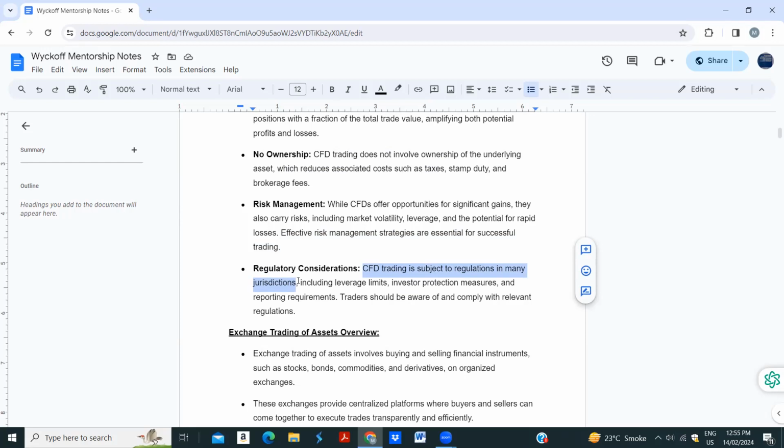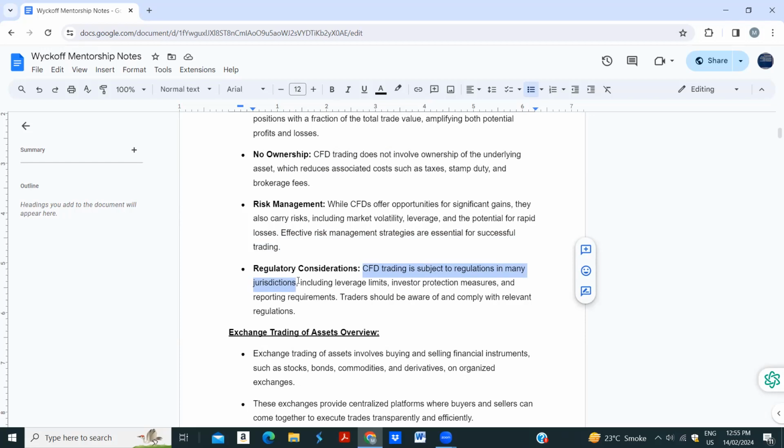the leverage limit is 1:50. So 50x is the leverage allowed in the US, while in the UK, it's 30x. In Australia, it's 30x. Okay. And in New Zealand, it's 30x.